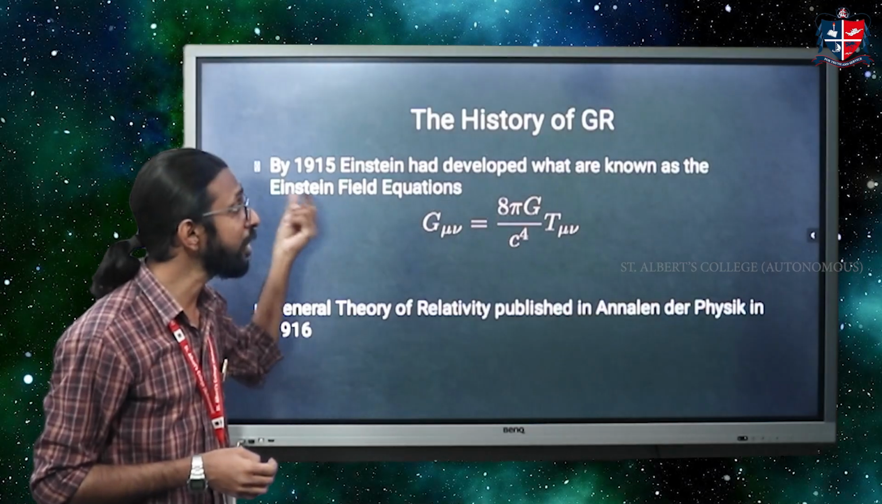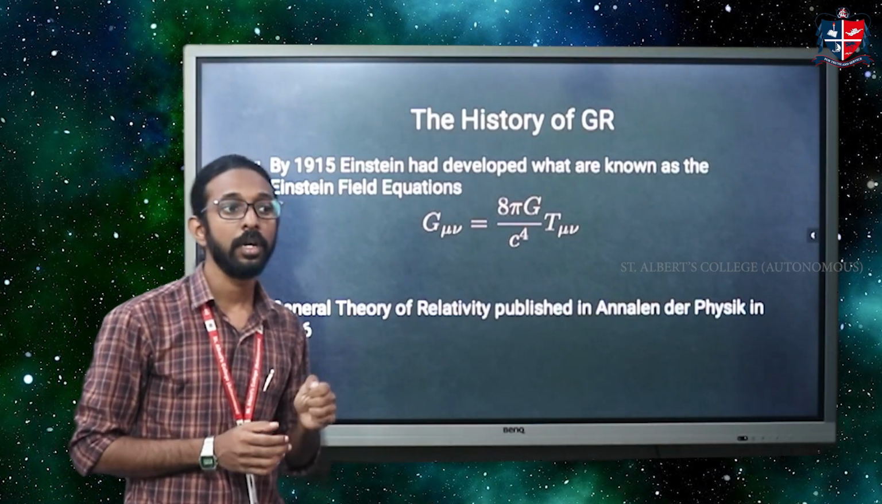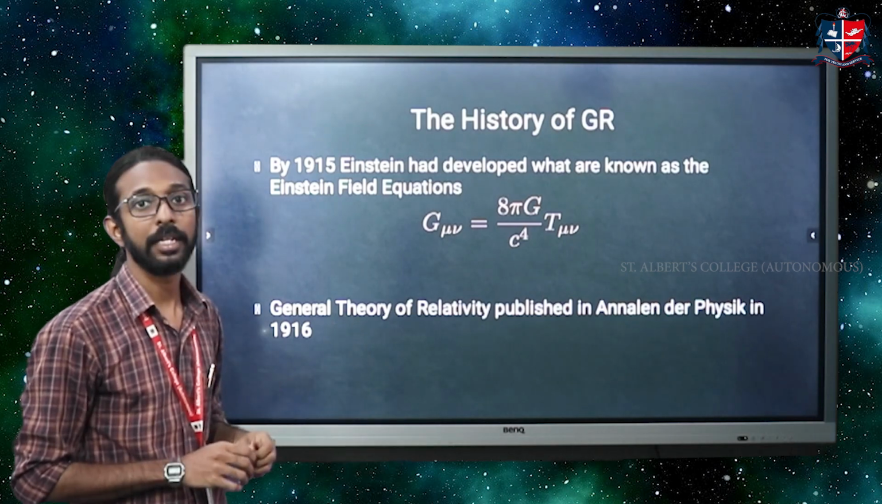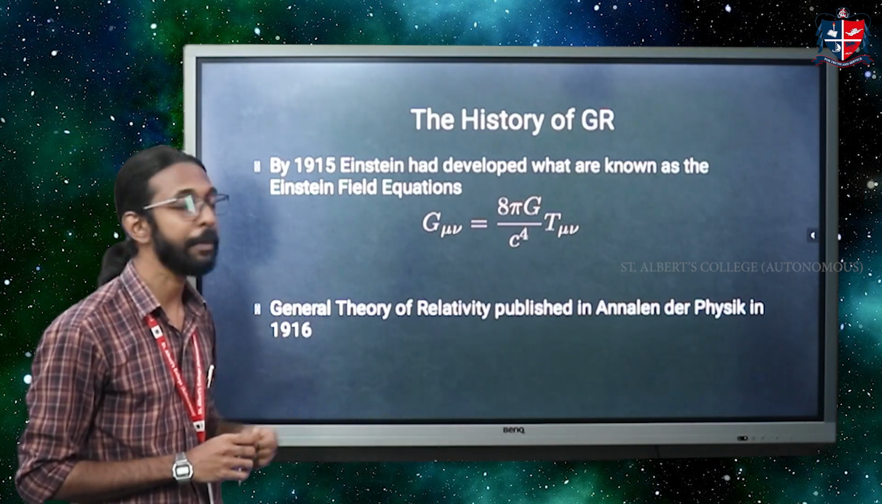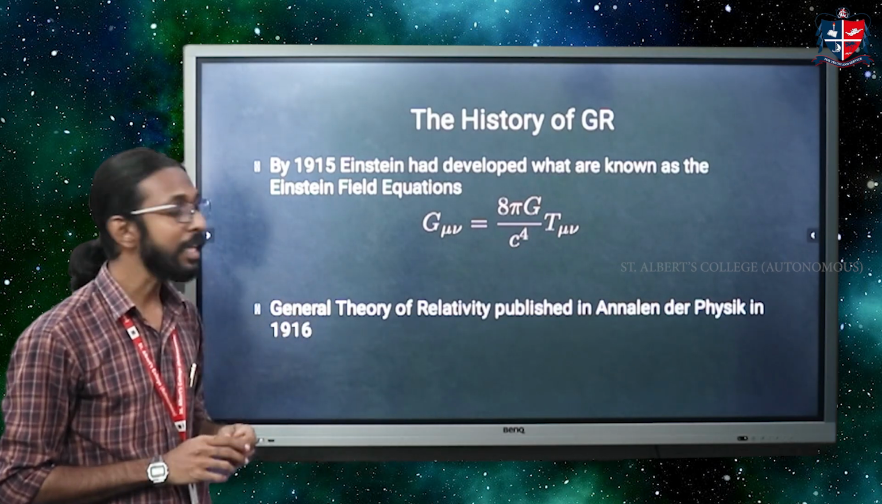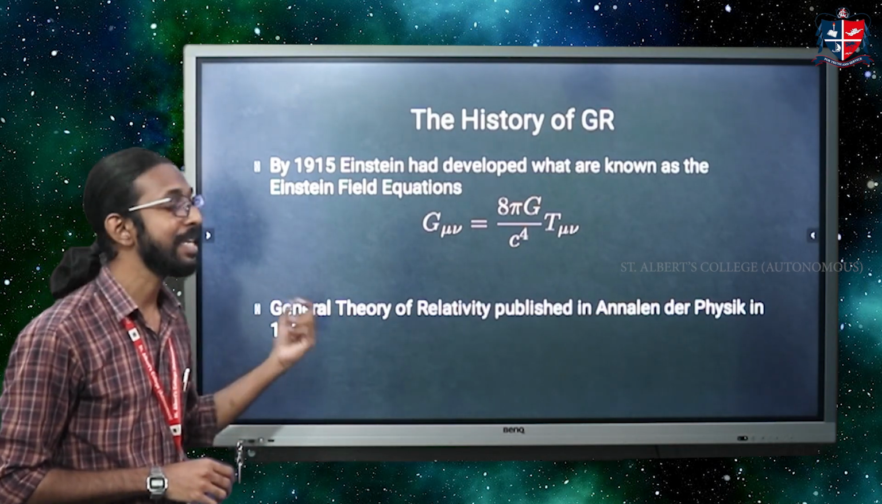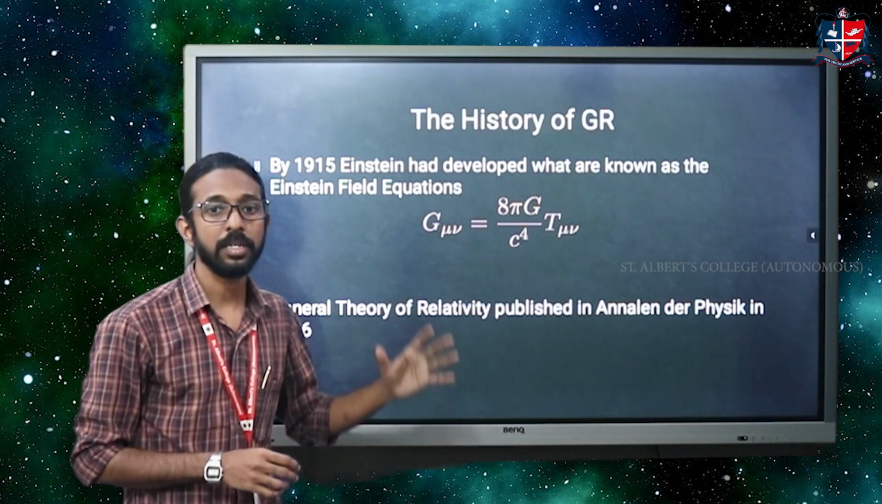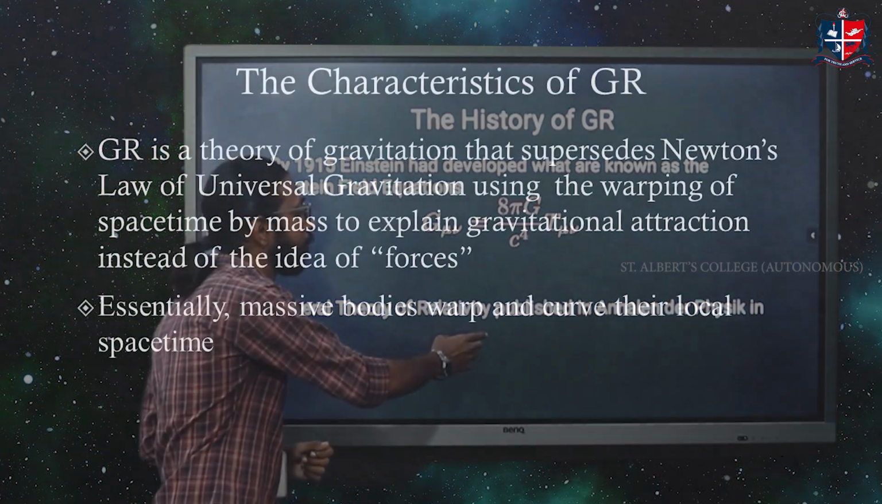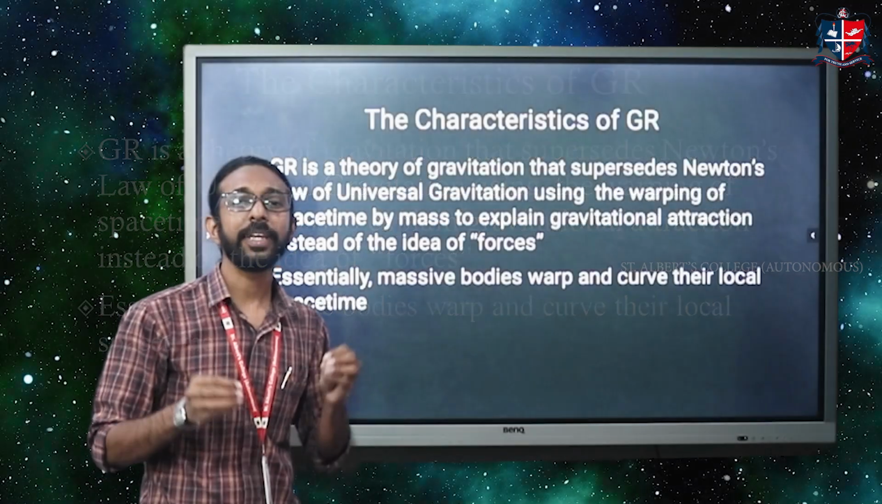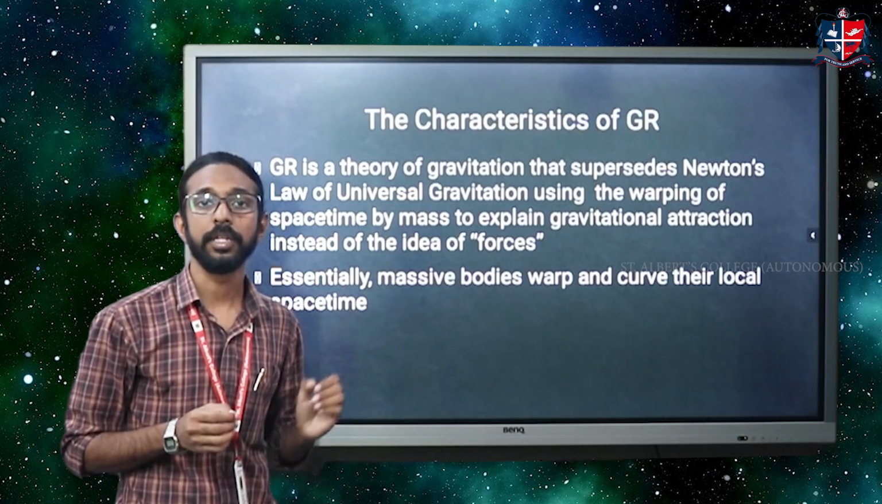Then in 1915, Albert Einstein developed one of the most famous equations that we have come across in the field of physics so far, which is called the field equations. That was done in 1915, and the general theory of relativity was published in 1916. So this is somewhat the history of the general theory of relativity. And now let us look into some of the characteristics of the general theory of relativity.